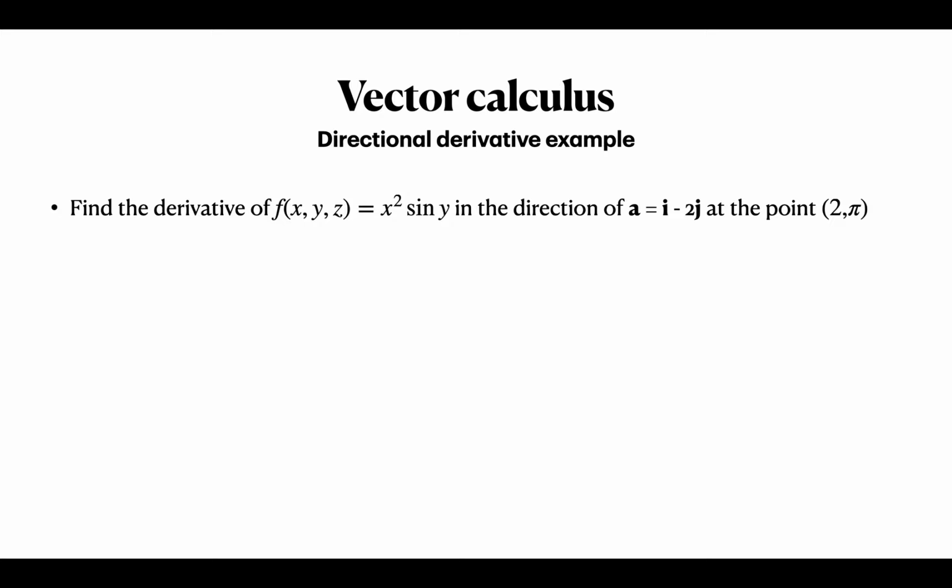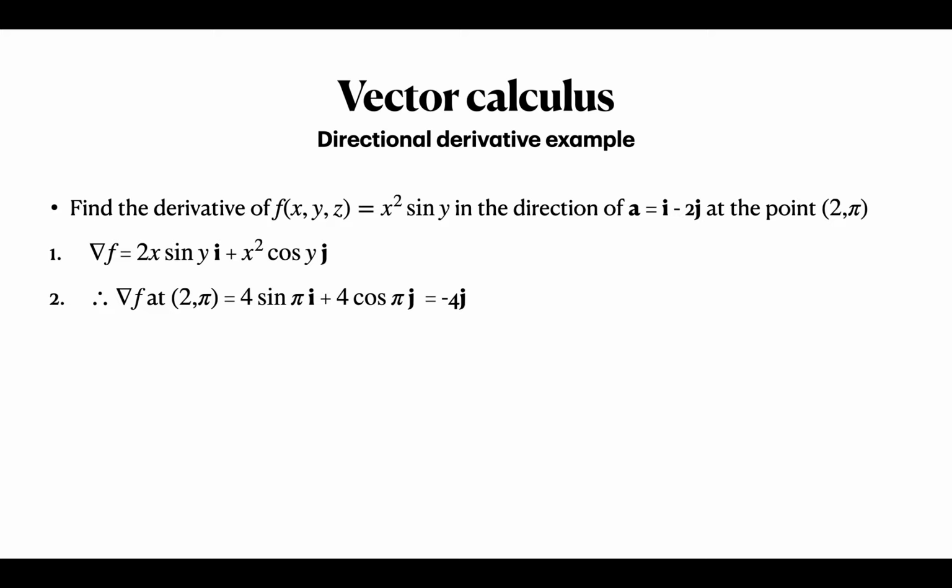So we know that the derivative in a direction is b dot the gradient of f. So we need to get the gradient of f first, guys. When I get the gradient of f here, I must differentiate f with respect to x. I get 2x sine y along i. And then I differentiate x squared sine y with respect to y, and I get x squared cos y along j. So that's the first thing you do. You get the gradient of f, because I want the derivative of f in the direction of a.